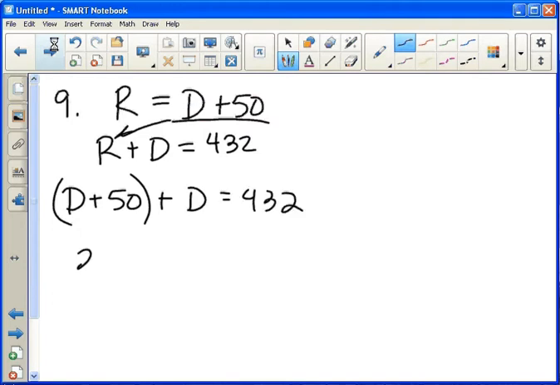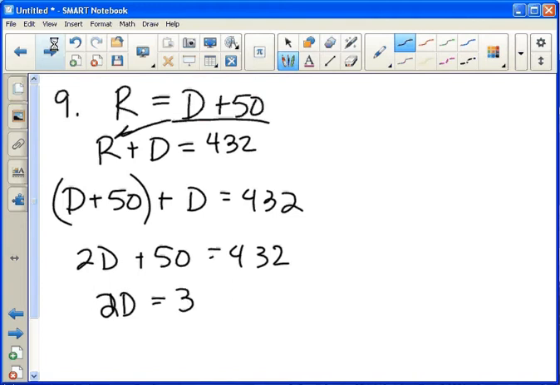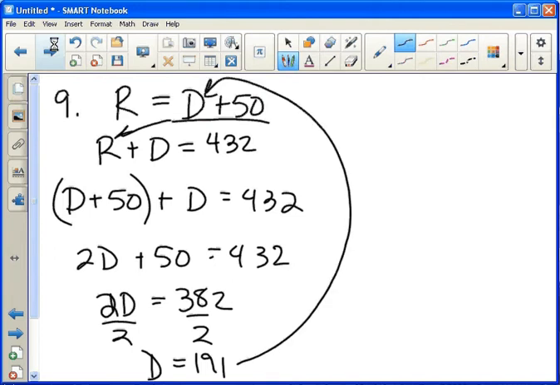I subtract 50 from both sides and get 382. Then divide both sides by 2. So I get D equals 191, excuse me. And then we can plug this back in here to solve for the number of Republicans, because Republicans are this number plus 50. So the number of Republicans is 241.